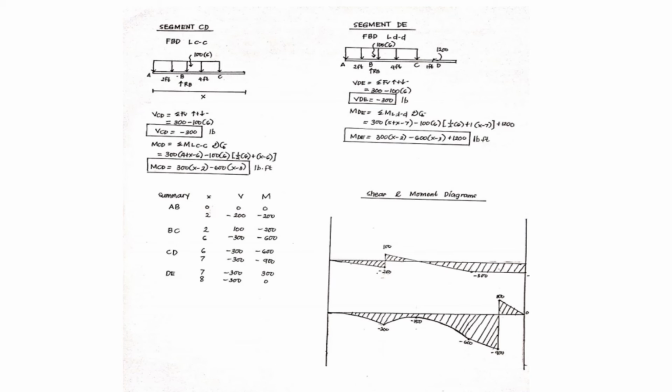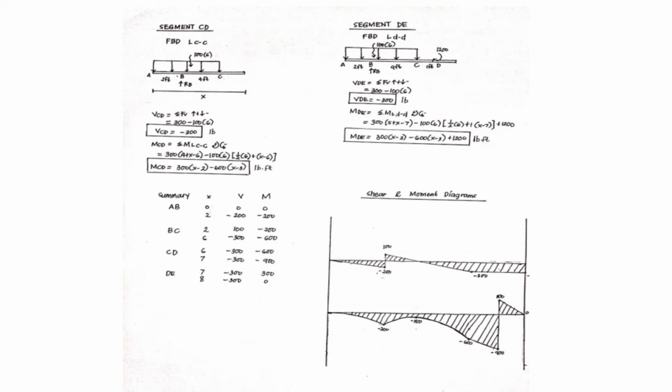And lastly, for segment DE, from the FBD shown, we subtract 100 times 6 from 300 and we get the answer of negative 300 lb. And for its moment, which is equal to 300 times (x minus 2) minus 600 times (x minus 3) plus 1200 lb-feet.